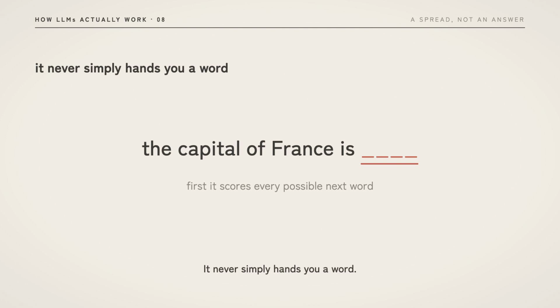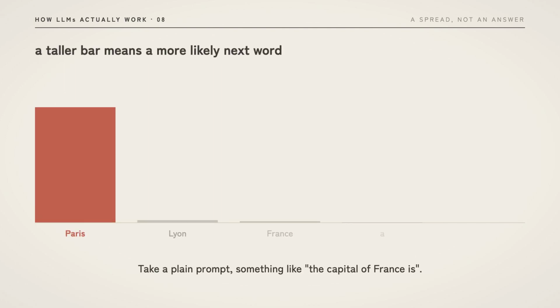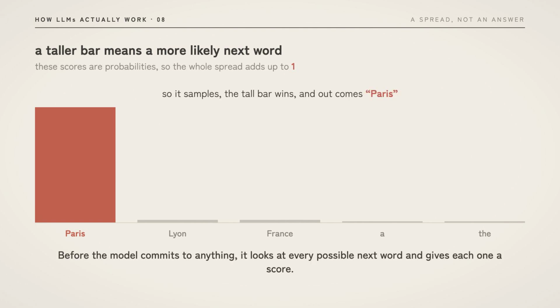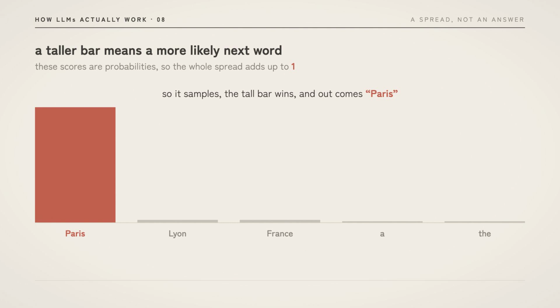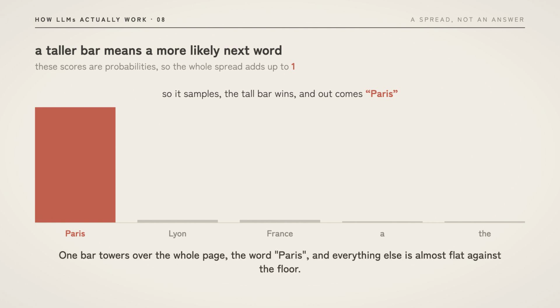It never simply hands you a word. Take a plain prompt, something like the capital of France. Before the model commits to anything, it looks at every possible next word and gives each one a score. Then it lays those scores out as a spread, where a taller bar means the model rates that word a more likely continuation. For this particular prompt, the picture is easy to read. One bar towers over the whole page, the word Paris, and everything else is almost flat against the floor.